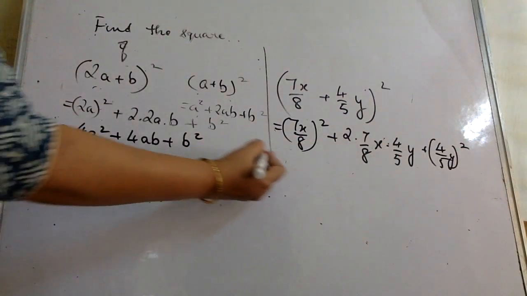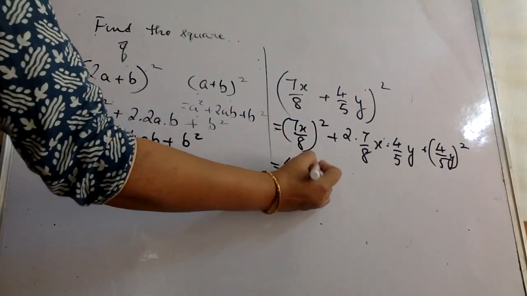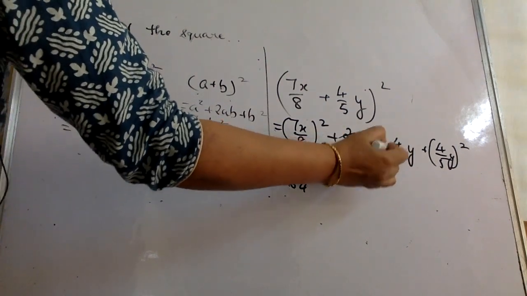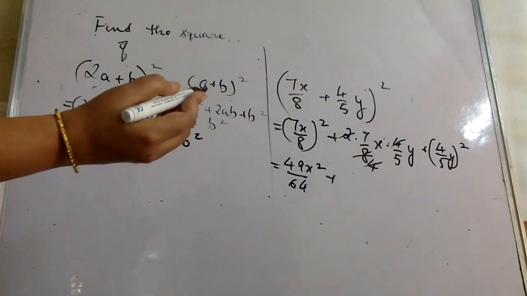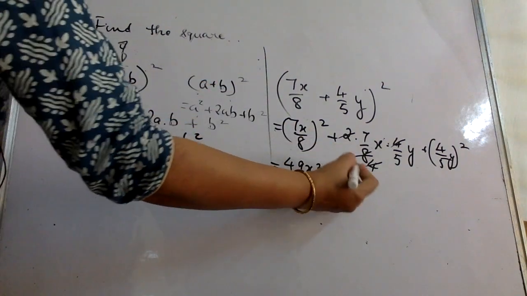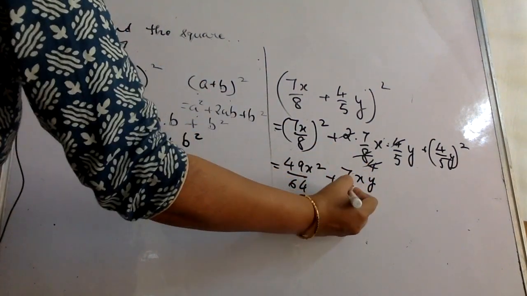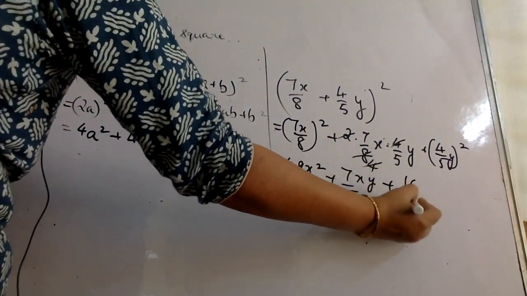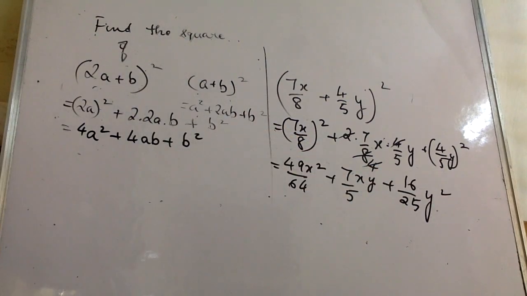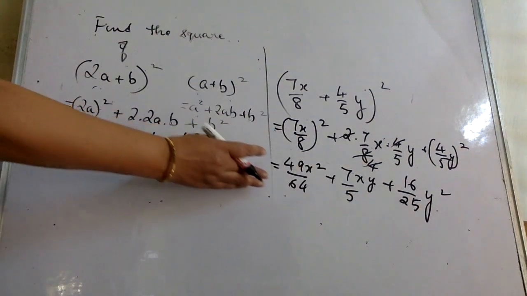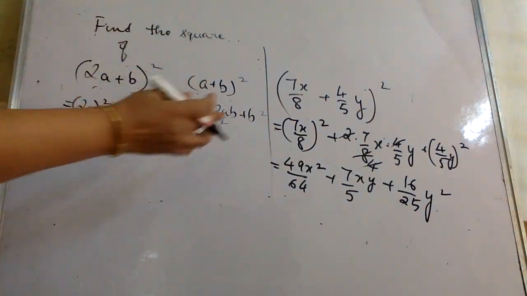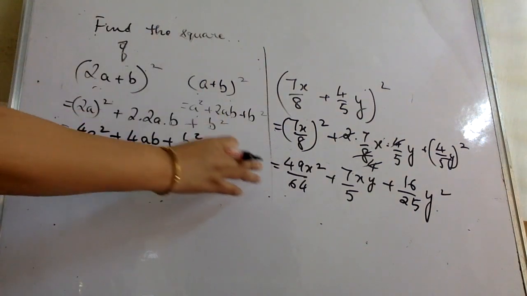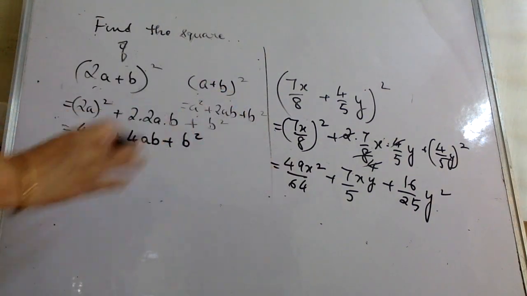That gives me 49x square by 64 plus, let us cancel out the 2 and 4. It is always better to cancel and not multiply. 7xy by 5, and plus 16 by 25 y square. So, this is our final answer. You can see clearly that we are not getting any like terms here, all unlike terms, hence no addition, no subtraction, nothing is possible beyond this. So, this is our final answer.